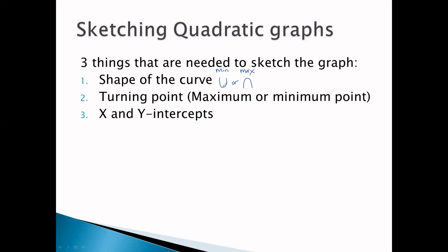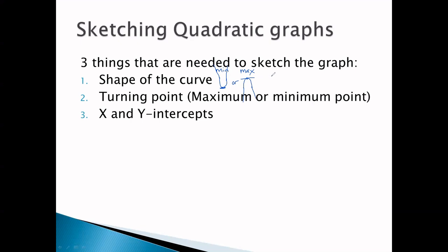Now, why is this a minimum curve? Because it has a minimum point, a lowest point of the curve. Some students may ask, isn't this the maximum point? No, this goes on forever. Okay, this is a maximum curve because it has a maximum point here. It's the highest point of the curve, and this goes on forever. So there is no minimum point here.